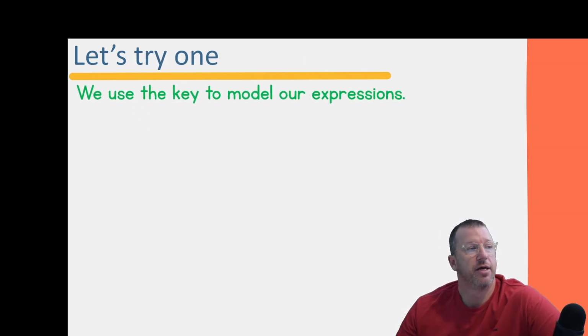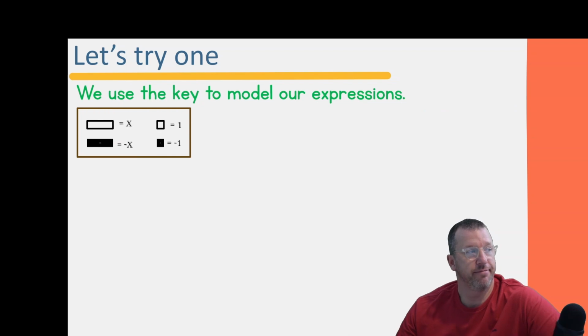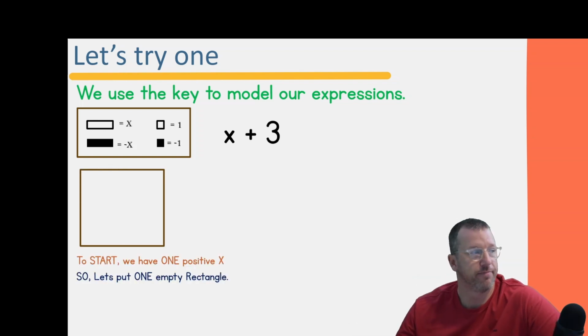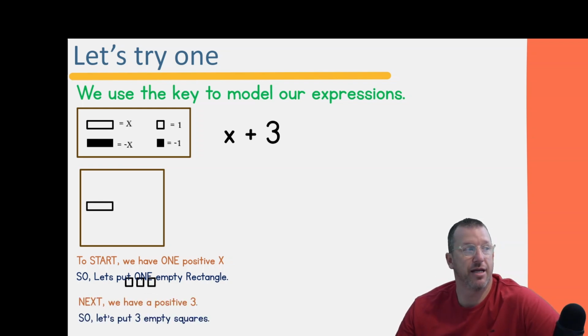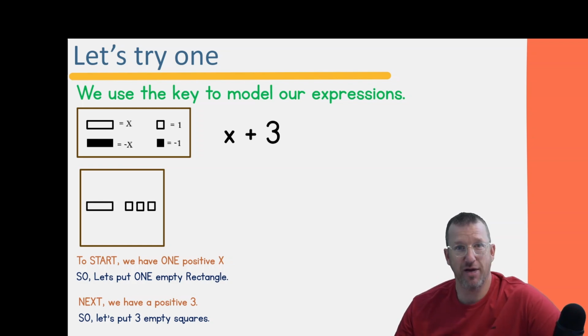So let's try one. We use the key to model our expressions. Here's our key. We just want to model x plus 3. Well, we start with one positive x, because it's x plus 3. So we put a positive rectangle that represents the x. And then we see that we have a positive 3. So we add 3 positive squares, and those are all open. That's it. How easy was that?